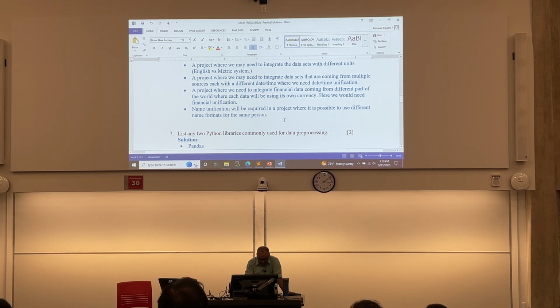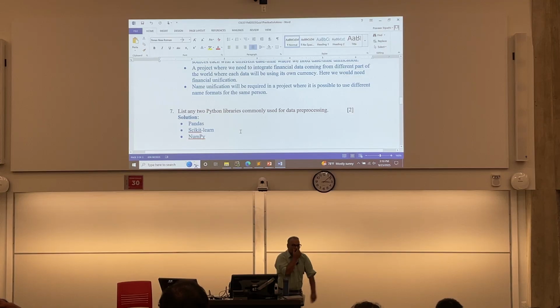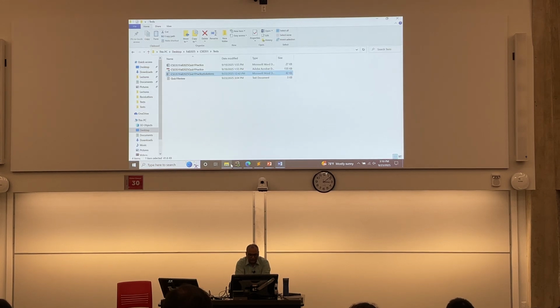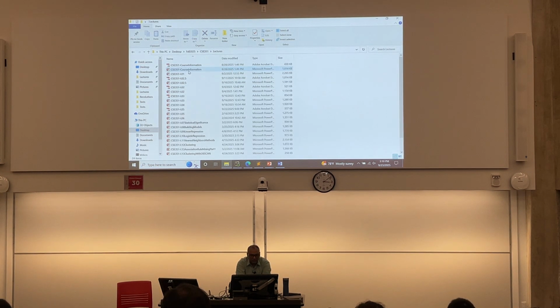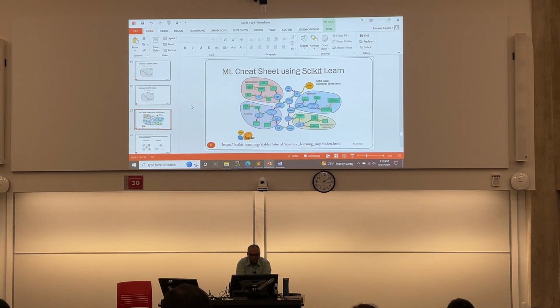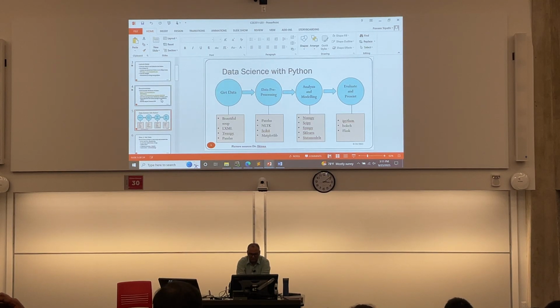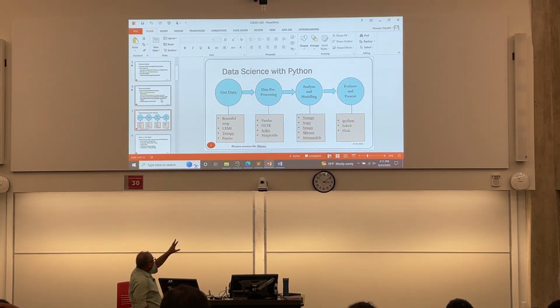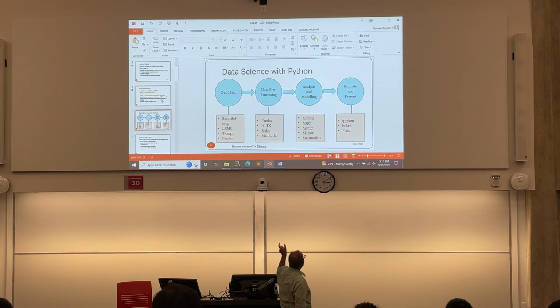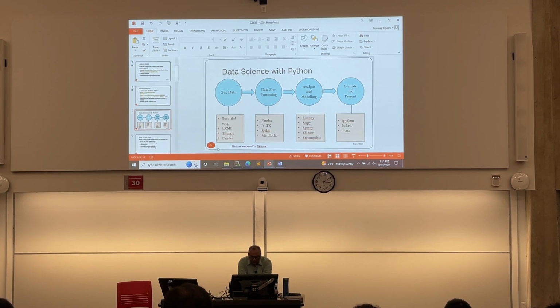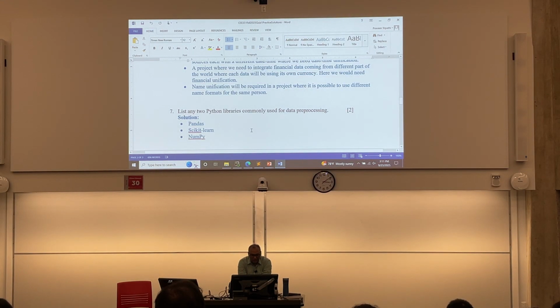List any two Python libraries commonly used for data preprocessing. This kind of question you can answer if you remember that slide where we have different stages. Just a second. This is a very interesting, important slide. It gives us some idea about different packages. So have some idea about these, where exactly these libraries fit.